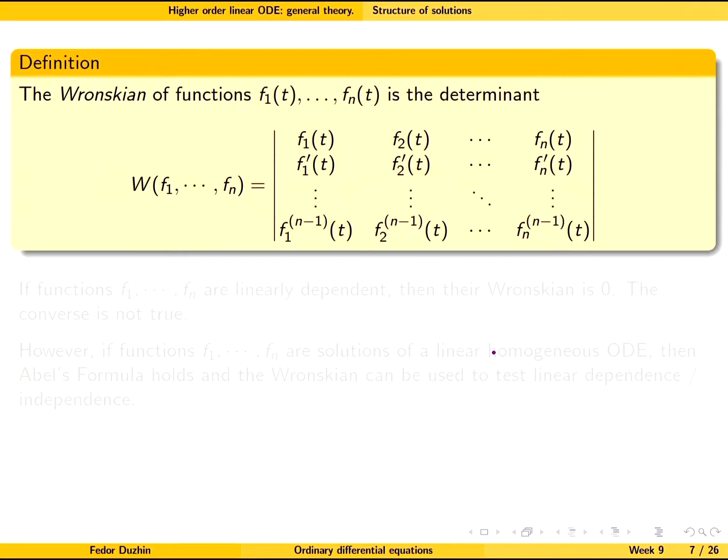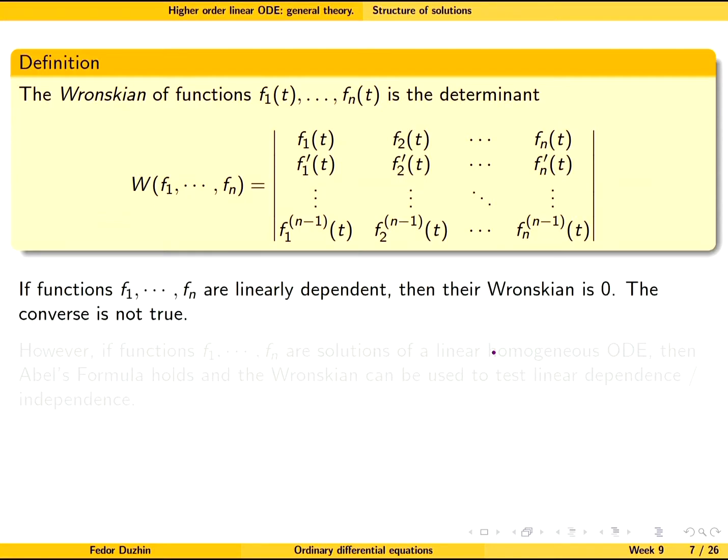Furthermore, for n functions we have the concept of a Wronskian, which is the determinant of a matrix where the first row is the functions, the second row is the first derivatives, the third row is the second derivatives, and so on up to the nth row, which is the derivatives of order n-1. It's very easy to see that if the functions are linearly dependent, then their Wronskian is 0. The converse is not true. The Wronskian may be 0 while the functions are linearly independent, so it is possible.